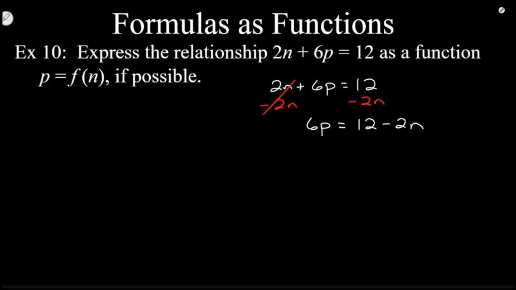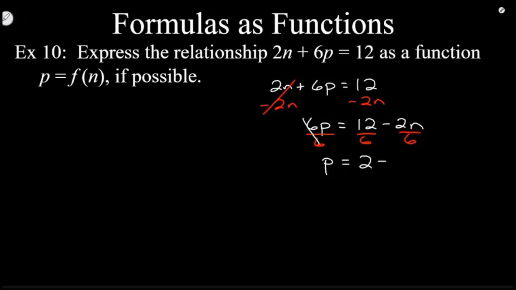What else do we have to get rid of? The 6, because we want p to be all by itself. Divide everything by 6. And you're exactly right when you say divide everything by 6. This gives us just p. 12 divided by 6 is 2.